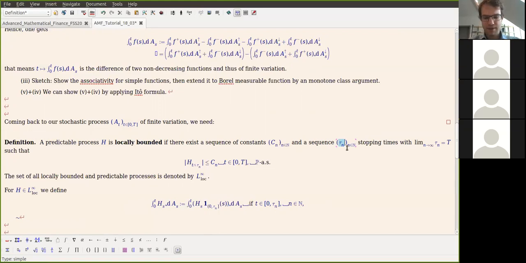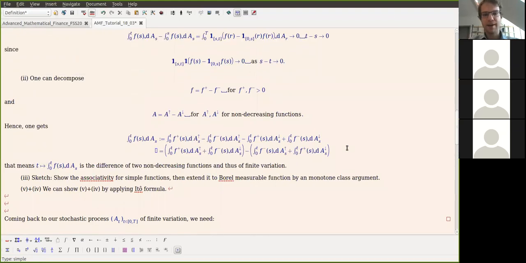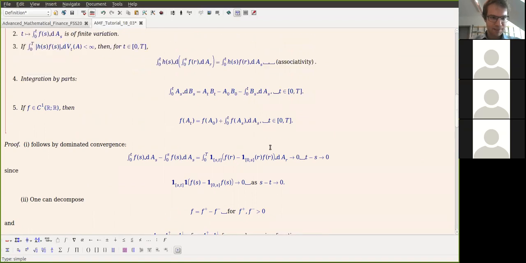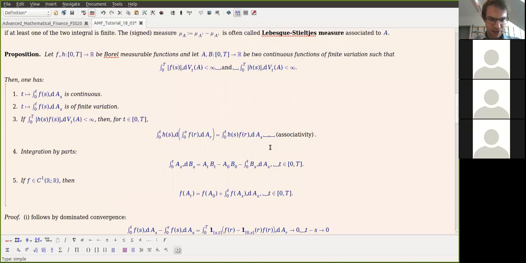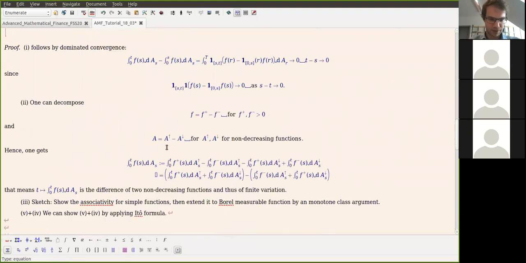Sorry to interrupt. Sorry, I don't understand the monotone class argument you mentioned. Okay. This is a bit outside the lecture. What you probably have seen is, if you want to prove such an equation, you first start proving it for elementary functions, right?